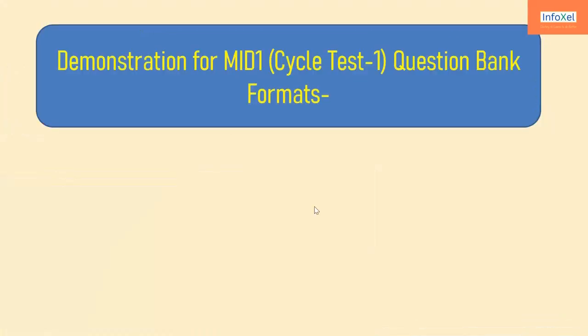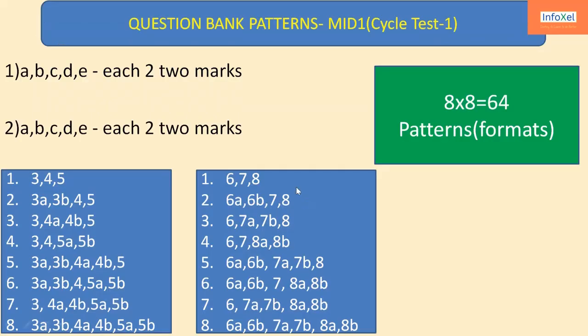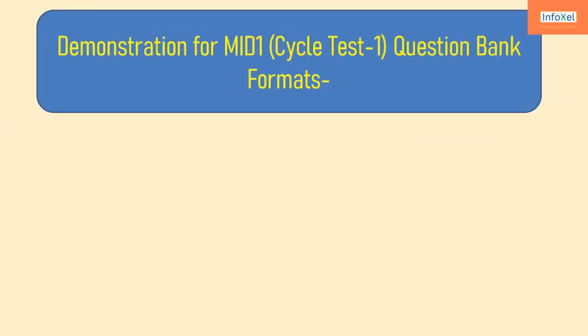So how many possibilities are there? There are 8 possibilities for question numbers 3, 4 and 5, and 8 possibilities for question numbers 6, 7 and 8. So totally there are 64 formats. So this is the understanding of different question bank formats. We will now show you the demonstration of this project for mid 1 cycle test 1 question bank formats.